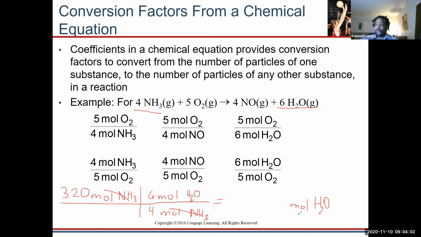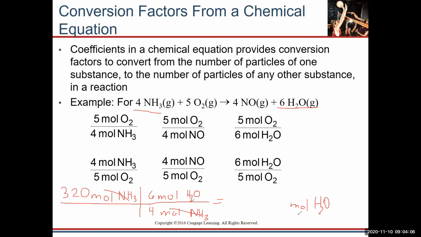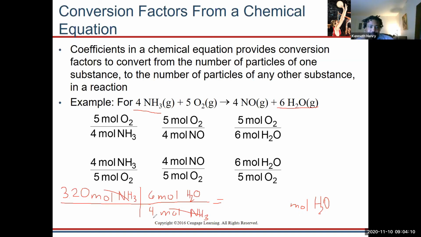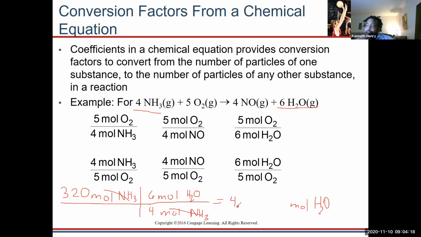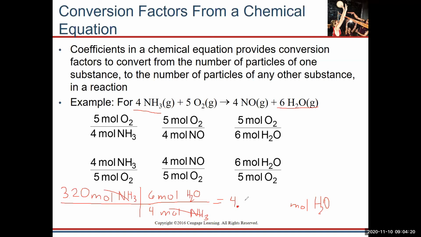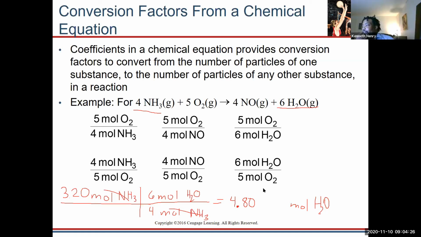Okay, what is the answer? So we just multiply the 3.20 times 6, right? And then divide it by 4. Yep. 4.8. And then how many sig figs should I have? 3. Okay, so it's 4.80. Piece of cake.